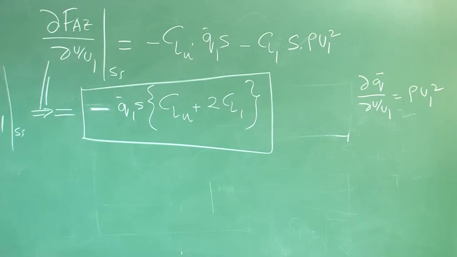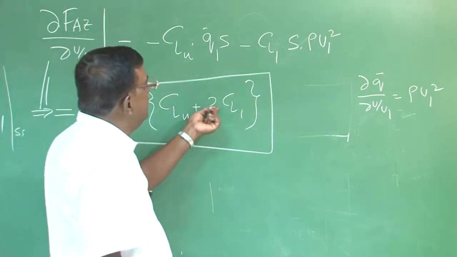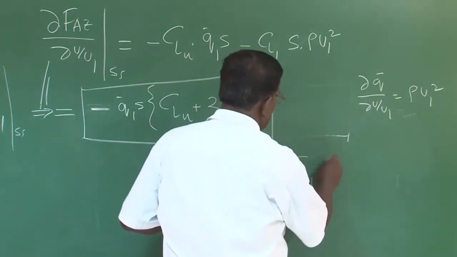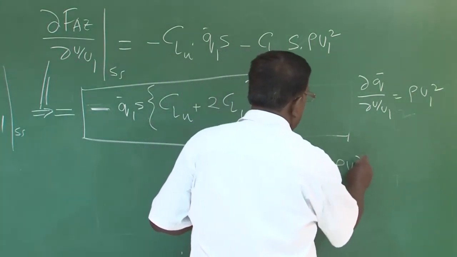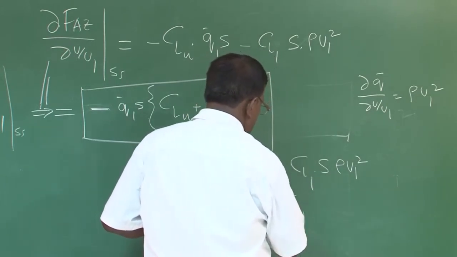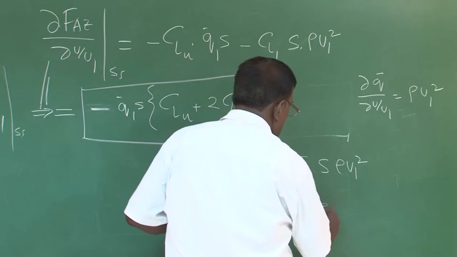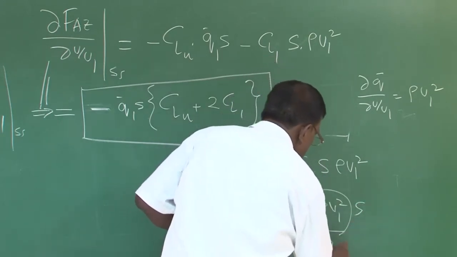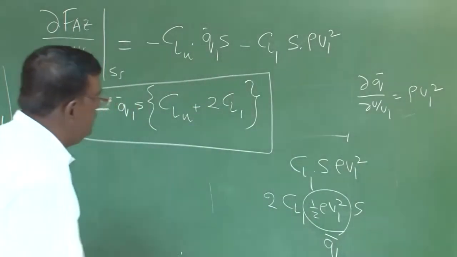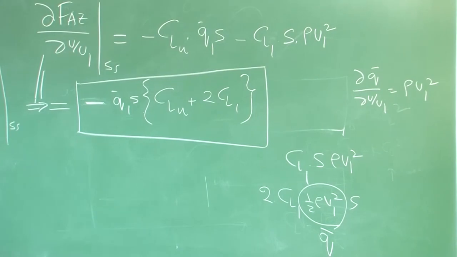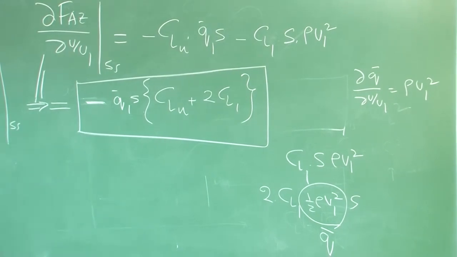Again, you should understand where this term 2 came from, because it is here. This was CL1 into S rho U1 square. So what we have done, we have written it as CL1 into 2 into half rho U1 square S. And for this, we have put Q bar. So that 2 is here. Clear? No issues?